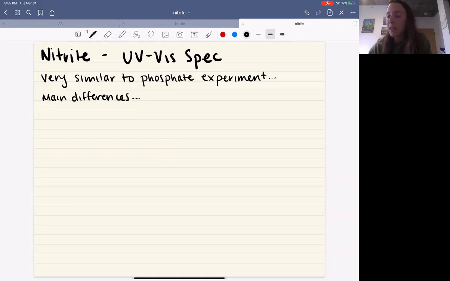So in the phosphate experiment, remember phosphate is colorless in solution, but we needed to convert it into a form that had color, or in other words, absorbed in the UV visible range, because otherwise we couldn't use this method. So for that experiment, we formed a coordination complex. In this experiment, instead we're forming a colored compound due to the fact that it has conjugated double bonds.